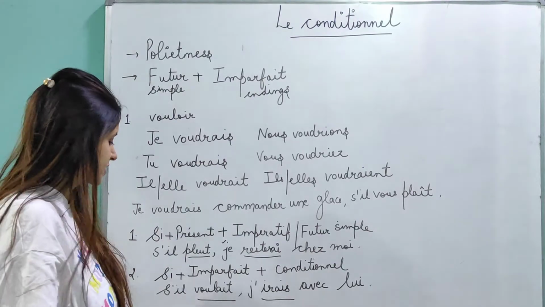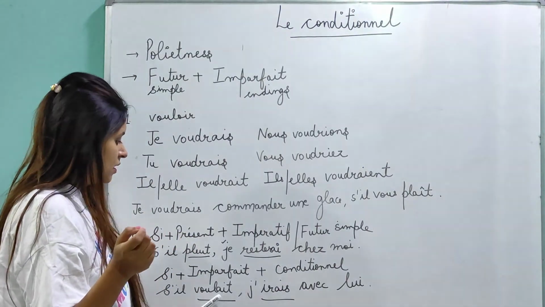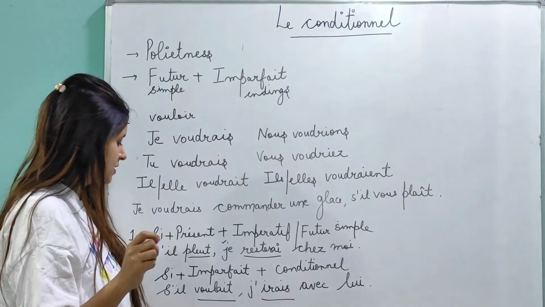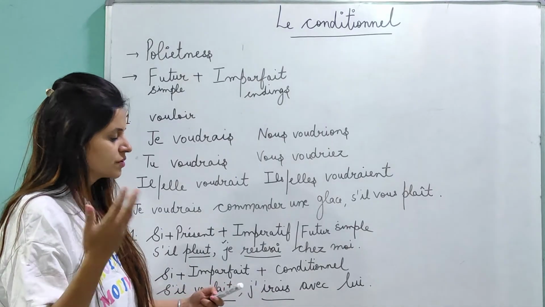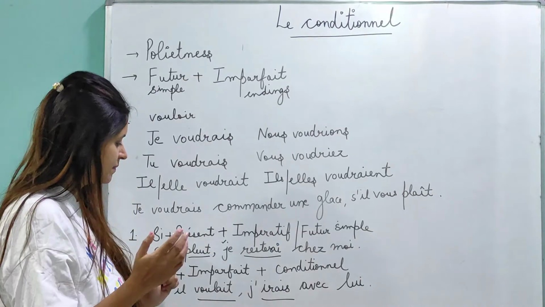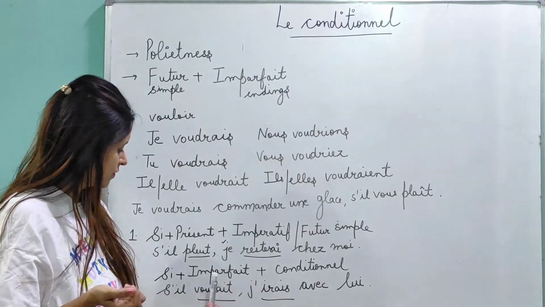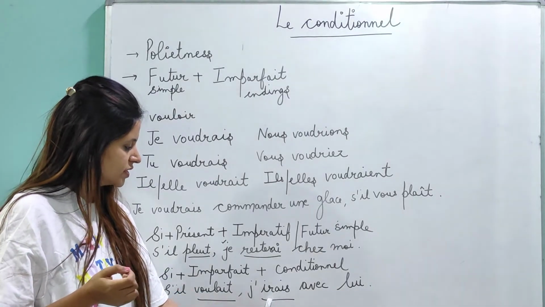Again I have conjugated two of the verbs. Si elle voulait, j'irai avec lui. Okay? The hypothetical situation, if he wanted, I would be going with him. Okay? So just a hypothetical situation wherein you need to follow this kind of structure. Si plus imparfait plus conditionnel.